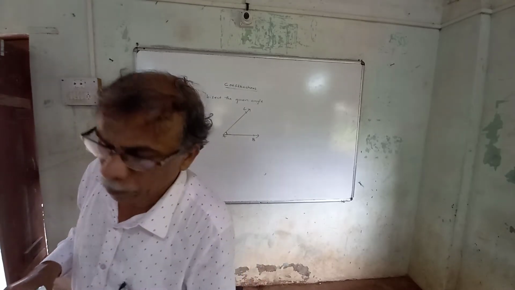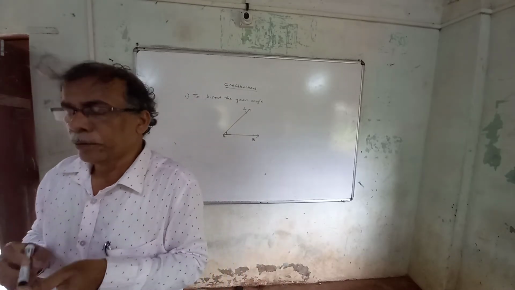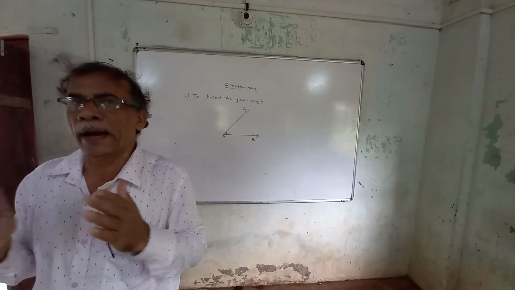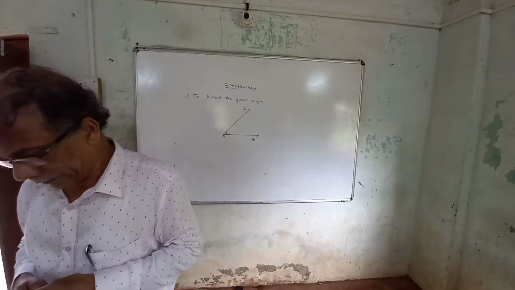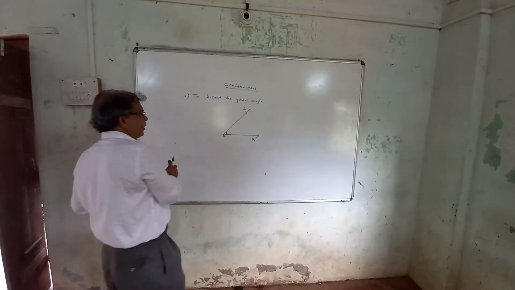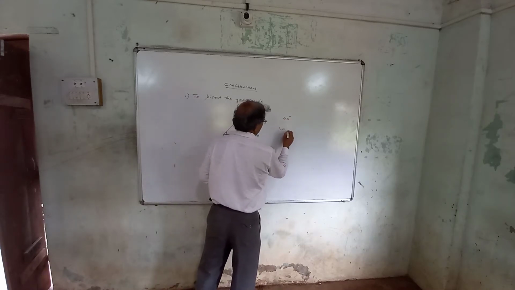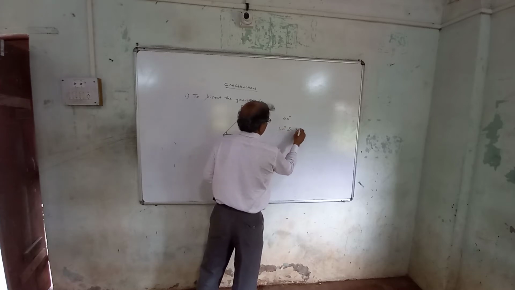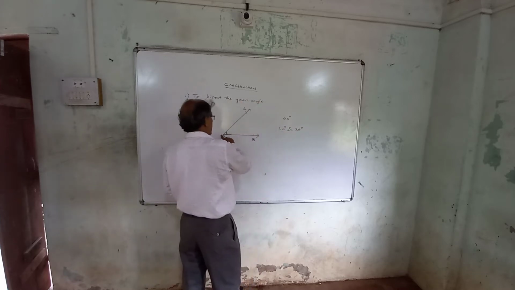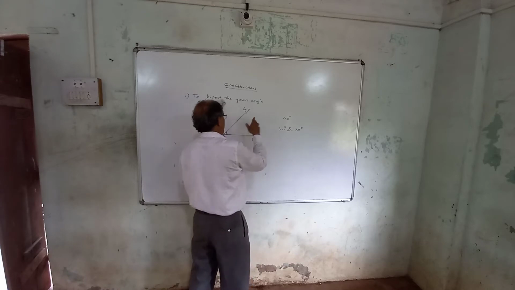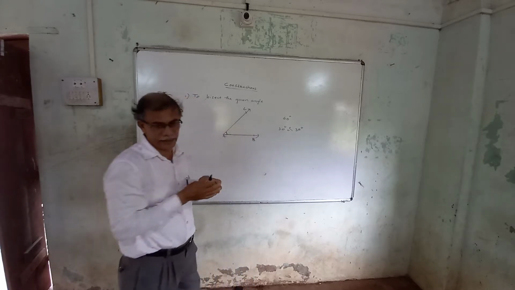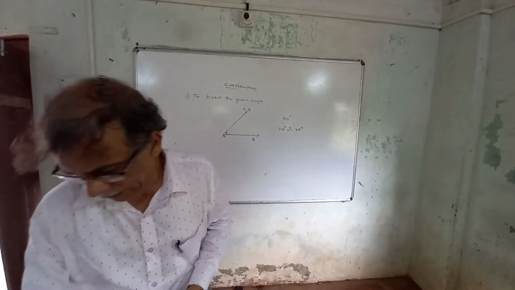Now if we want to bisect it, to bisect means what? To divide into two equal parts. Two equal parts means what? Now suppose this is a total of 60 degrees. Then two equal parts means it should be divided into 30 degrees and 30 degrees. So here we have to construct a ray such that it will exactly divide it into two equal angles.